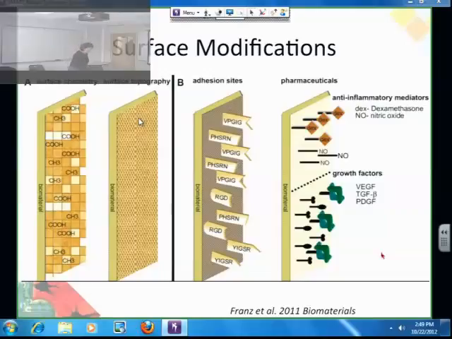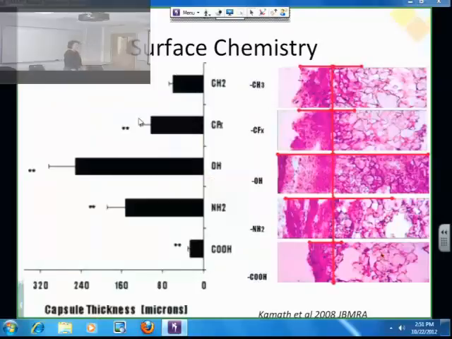But so just some examples of how certain properties of biomaterials will affect the inflammatory response. In most of these, we're going to be talking about fibrous capsule thickness as a measure of the inflammatory response. So this was PTFE discs again, but I'm not sure, they changed the surface chemistry using some of the techniques that we talked about last week.